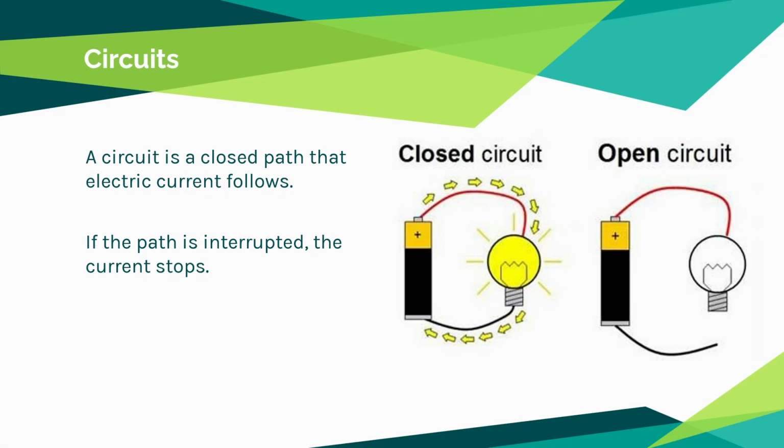Circuits. A circuit is a closed path that current follows. If the path is complete, charges can move. If the path is broken anywhere, the current stops. So for electricity to keep flowing, the circuit must stay closed.